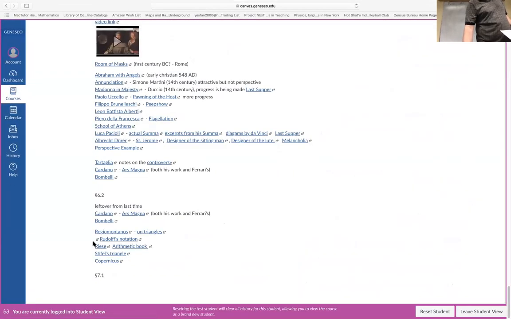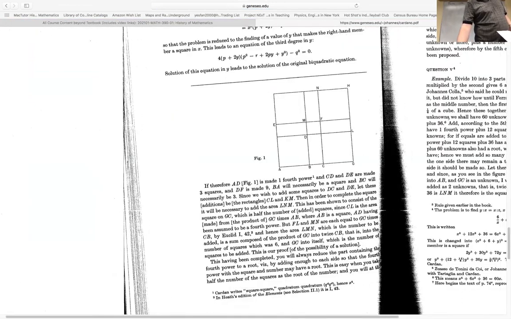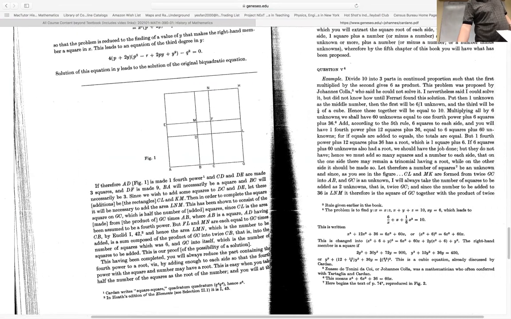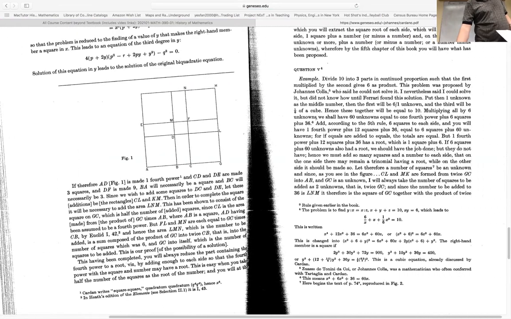All right, this is going back to Cardano's work. And at the end of Cardano's book, he says, oh, so here's this problem that my student Ferrari did. And it's presented a little differently here than it was in Suzuki's book. So I do want to call your attention to that.